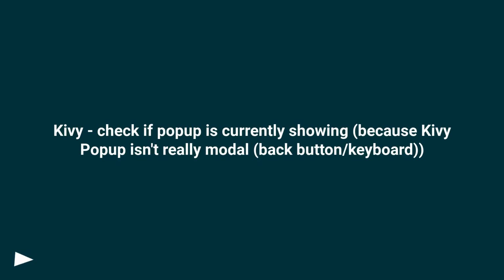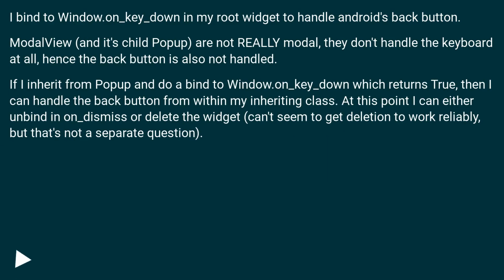Kivy: check if a pop-up is currently showing, because Kivy Popup isn't really modal, with the back button / keyboard. I bind to Window on_key_down in my root widget to handle Android's back button. ModalView, and its child Popup, are not really modal, they don't handle the keyboard at all, hence the back button is also not handled.